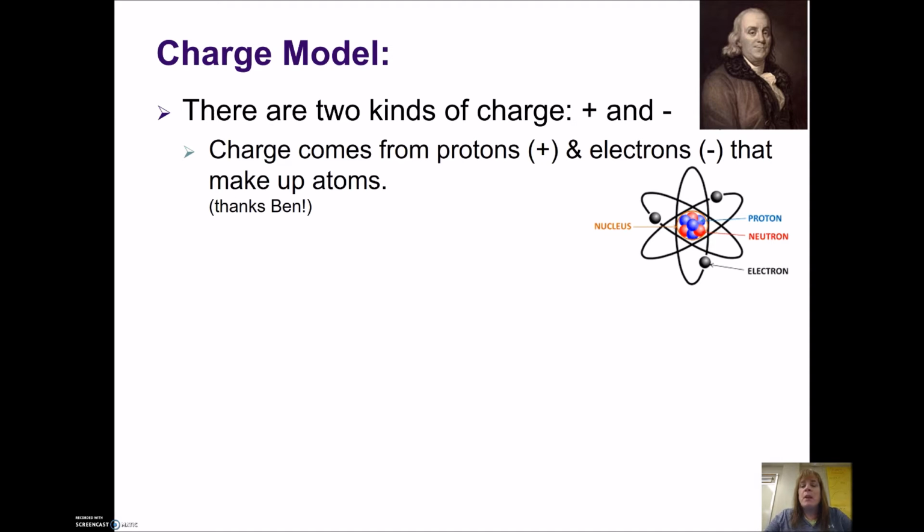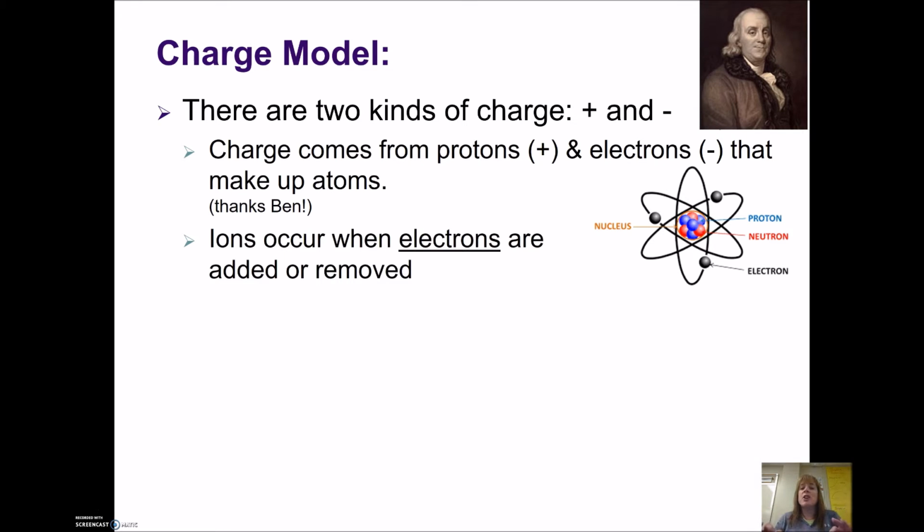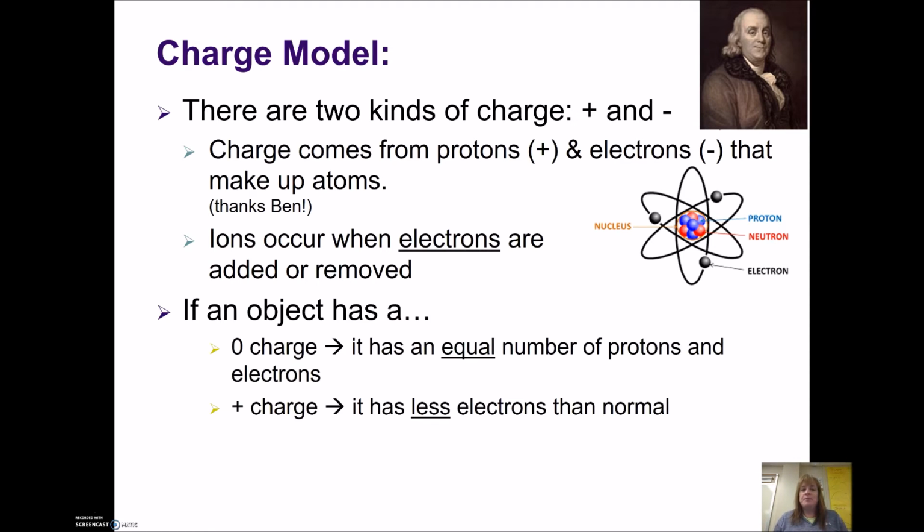It's important that you remember that protons are in the nucleus. They're glued in the nucleus with those neutrons, whereas the electrons are moving around that nucleus in electron clouds. That's important because when ions occur, when we get things that are charged, it's because electrons have been added to or removed from that material. If an object has no net charge, then it has an equal number of plus and minus charges. So it's an equal number of protons and electrons.